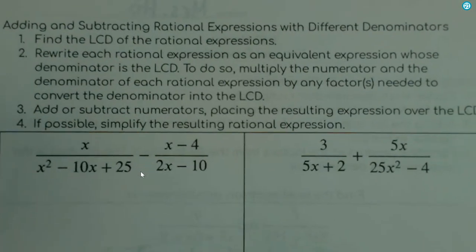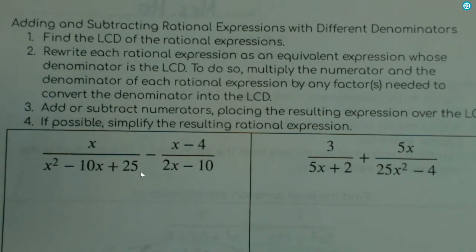All right, so adding and subtracting when we've got different denominators. Here are our steps. Find the lowest common denominator, least common denominator, whatever you want to call it. You need to rewrite each of your expressions so that they have that denominator. I will show you how to do that. They worded it out. To do so, multiply the numerator and the denominator of each fractional expression by any factors needed to convert the denominators. You just multiply the top and bottom of your fraction by the same thing. Then we're going to add or subtract the numerators. And then if possible, we need to simplify out at the end.